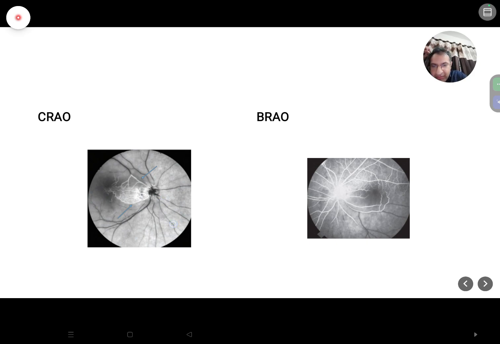So there can be some posterior ciliary artery which is supplying the macula, and in the same way there is a retrograde filling of the arteries. This is an example of BRAO in which there is a delayed filling in this quadrant. So this is a classic example of inferior BRAO.